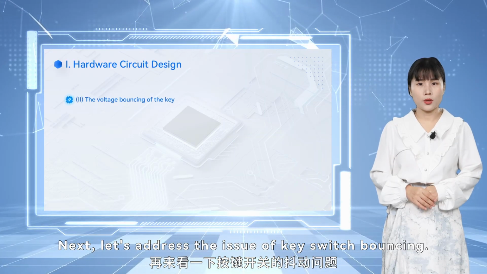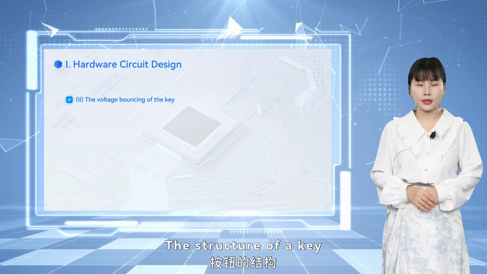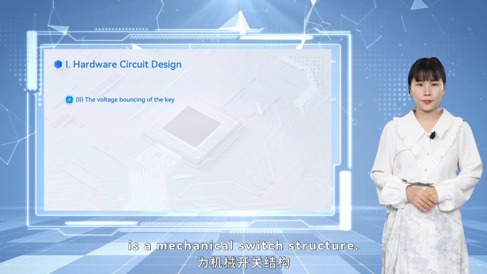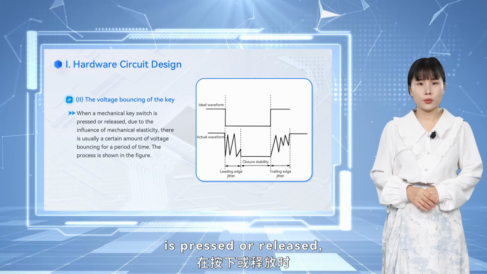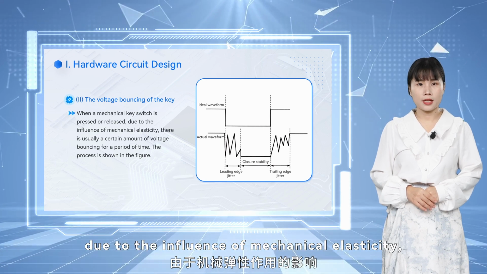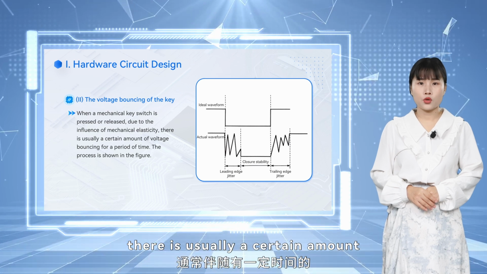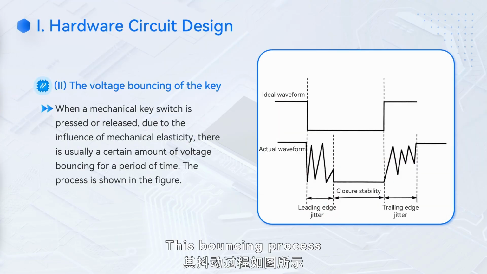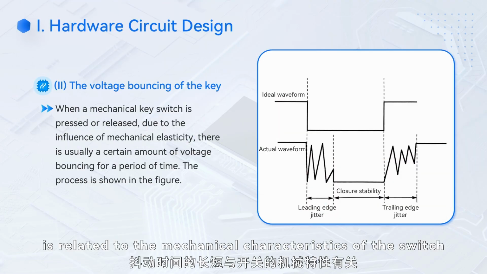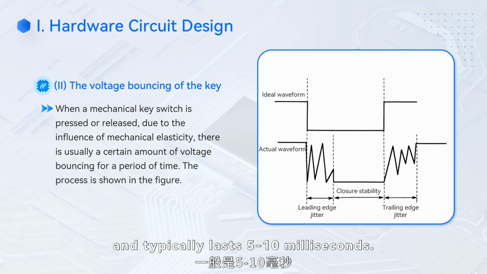Next, let's address the issue of key switch bouncing. The structure of a key is a mechanical switch structure. When this type of mechanical key is pressed or released, due to the influence of mechanical elasticity, there is usually a certain amount of voltage bouncing for a period of time. This bouncing process is related to the mechanical characteristics of the switch and typically lasts 5 to 10 milliseconds.